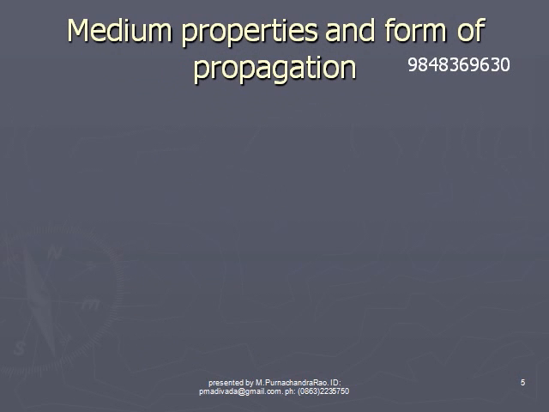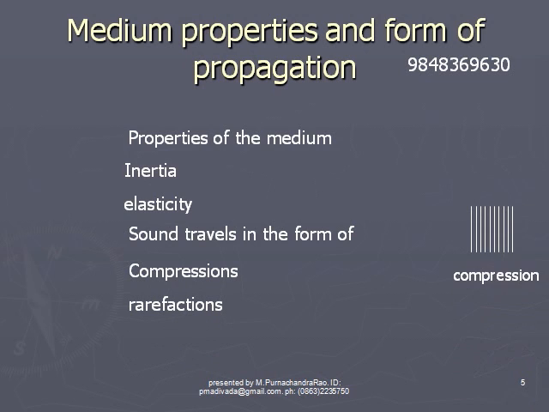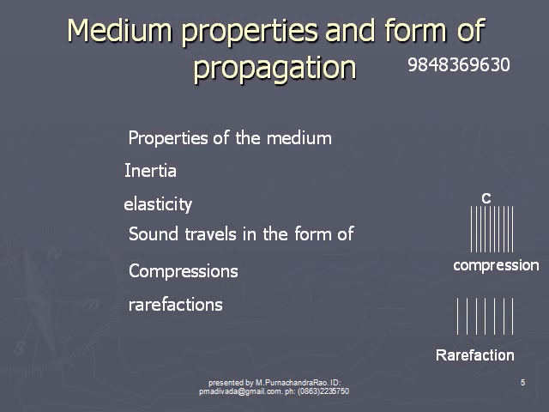What are the properties of the medium that help in the propagation of sound, and what is the form in which the sound travels? The properties of the medium are inertia and elasticity. Inertia and elasticity are the essential properties of a medium for the propagation of sound. Sound travels in the form of compressions and rarefactions.